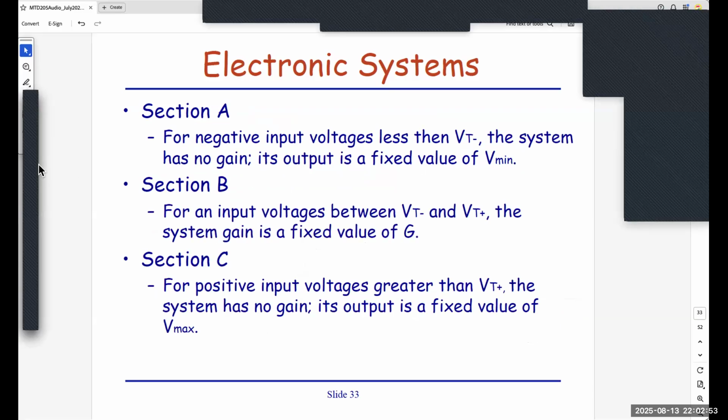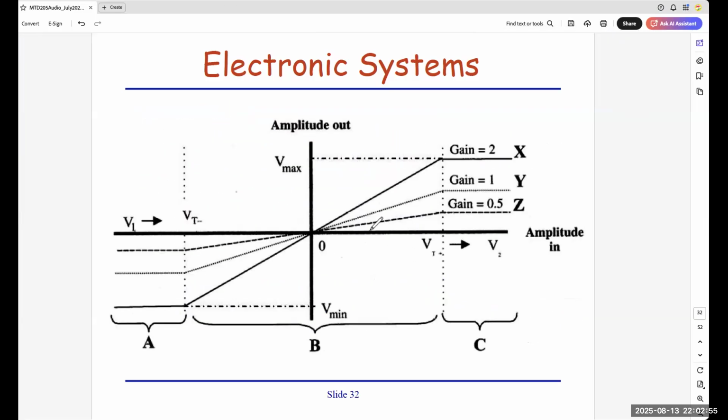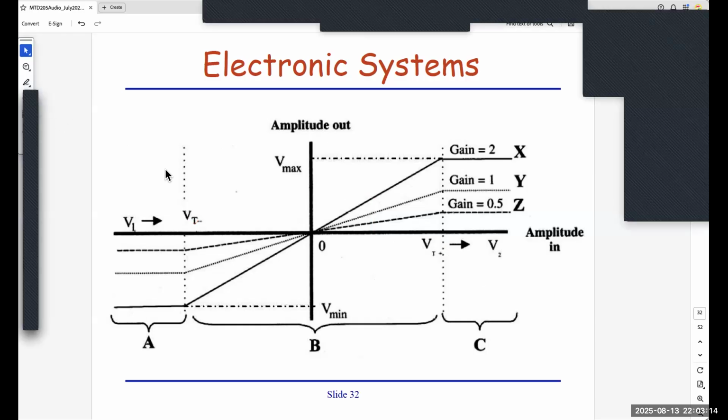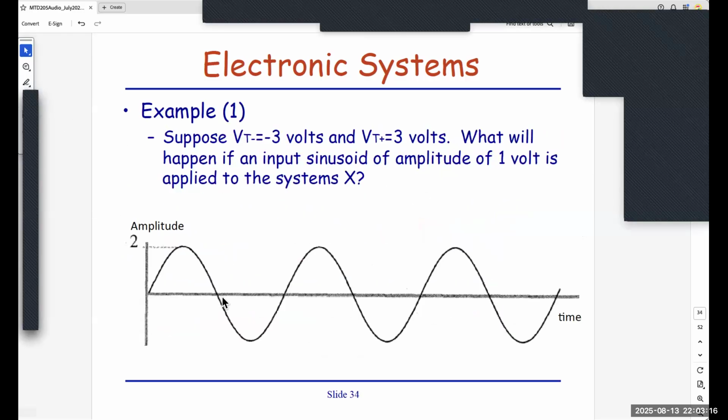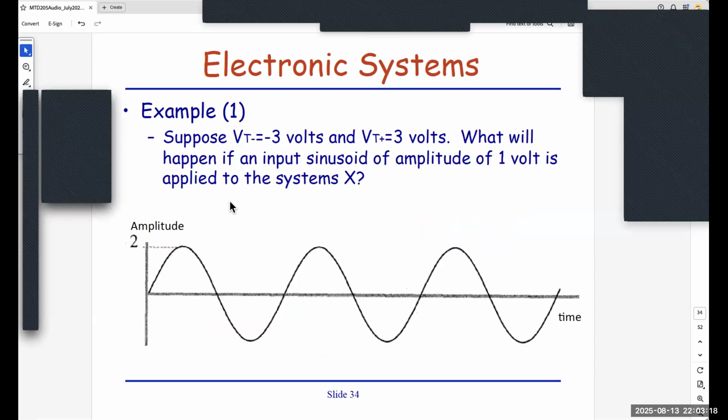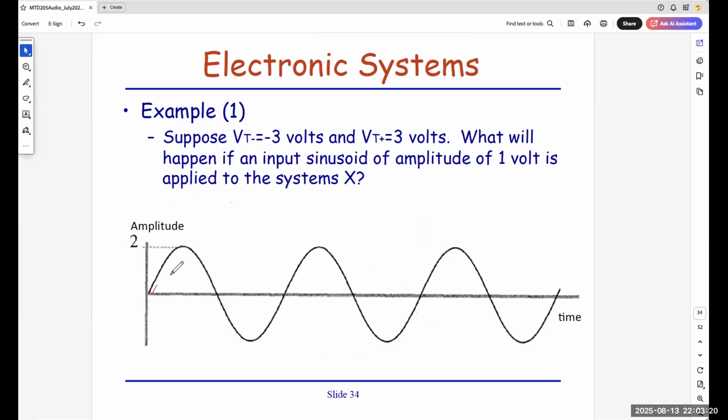So you can see that if the input is 1, here is 3 and here is -3. But your input is 1, and the gain will be 2. Therefore, there is linear amplification. So if you draw the plot, obviously you get 2 volt output because your input is 1 volt.